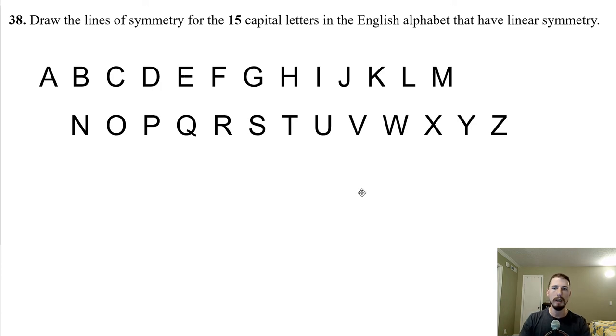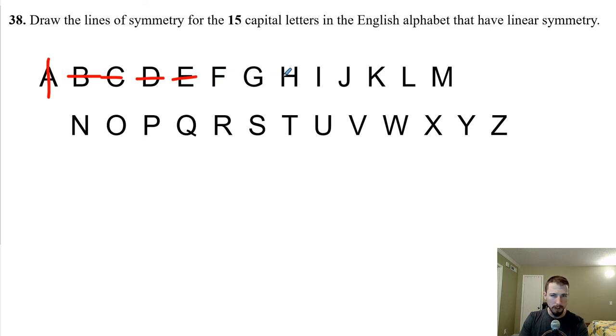Looking at the capital English alphabet. Draw the lines of symmetry for the 15 capital letters in the English alphabet that have linear symmetry. So easy, pretty fun. A, so we have a line of symmetry going up and down. B, at least in this font, looks like a horizontal line of symmetry. C has one horizontal as well. D has a horizontal one. E is horizontal.